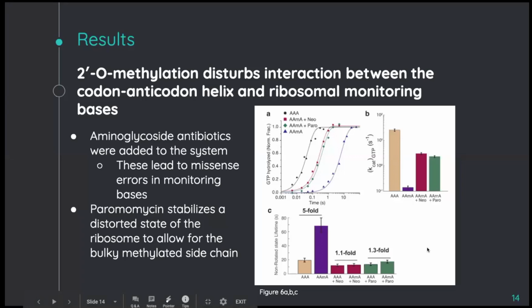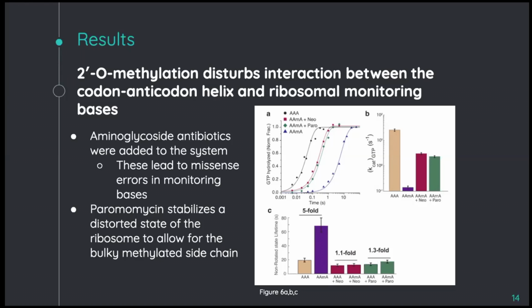The final result: 2'-O methylation was found to disturb interaction between the codon-anticodon helix and ribosomal monitoring bases. The way they found it was they added aminoglycoside antibiotics to the system, shown by figure 6A. This shows that the rate of GTP hydrolysis is normal in the black line, and then the two antibiotics are in the purple and the green line, and then the blue line is the methylated mRNA without any antibiotics. This is because the aminoglycoside antibiotics lead to missense errors in the monitoring bases, and paromomycin, which is one of the antibiotics, stabilizes the disordered state of the ribosome to allow for the bulky methylated side chain.